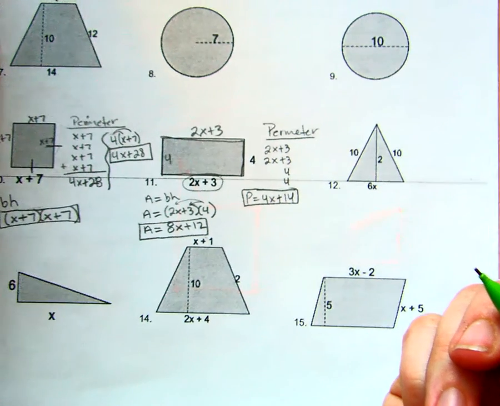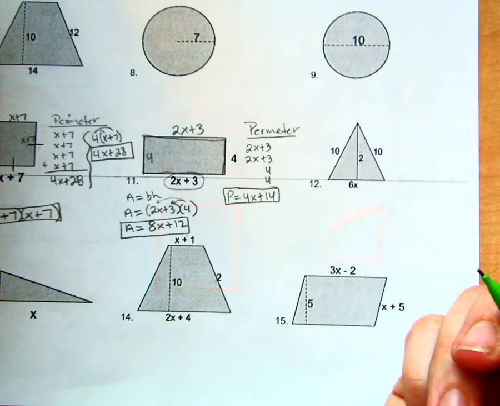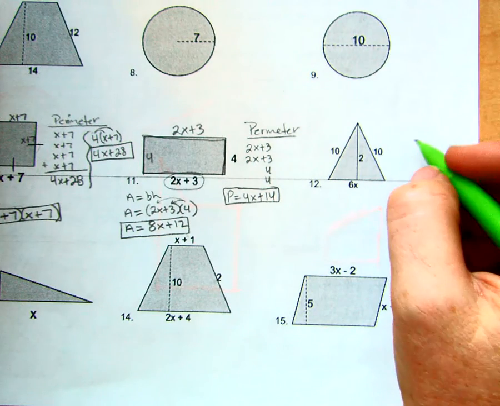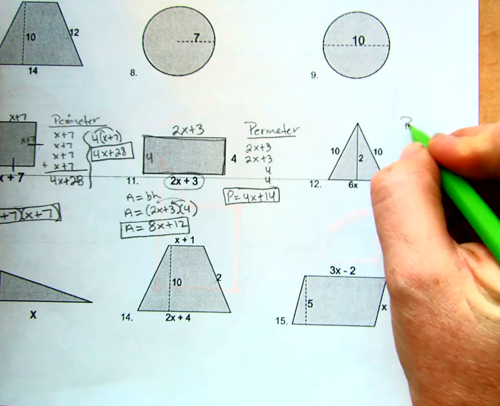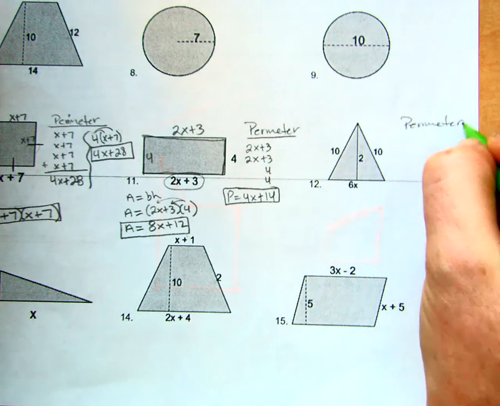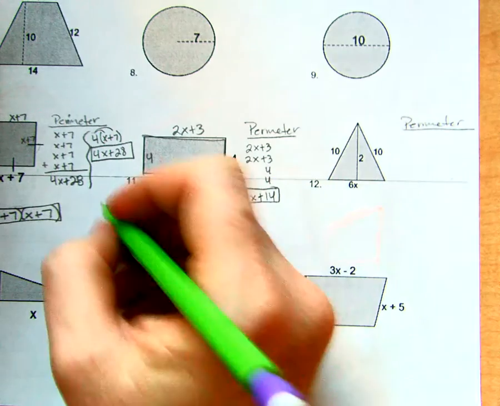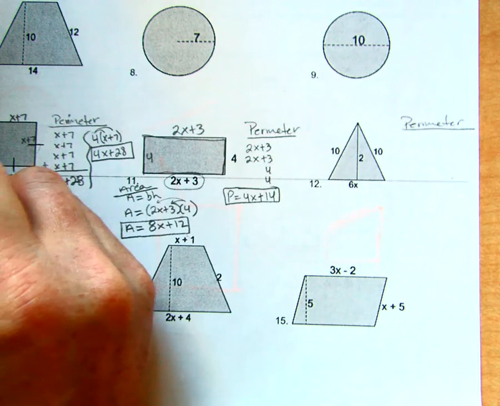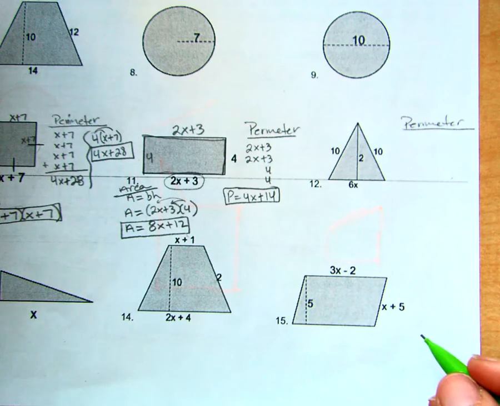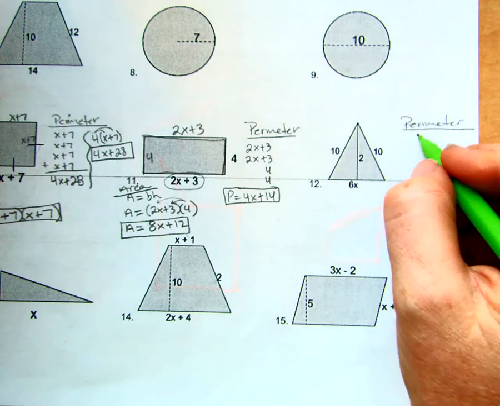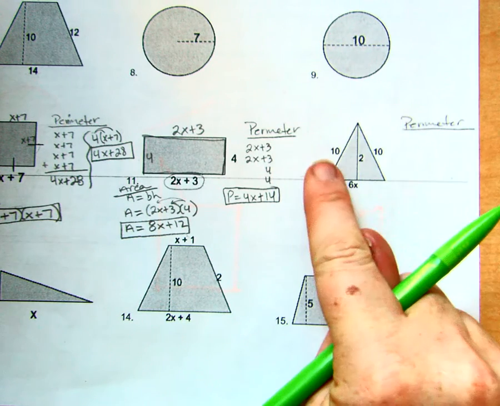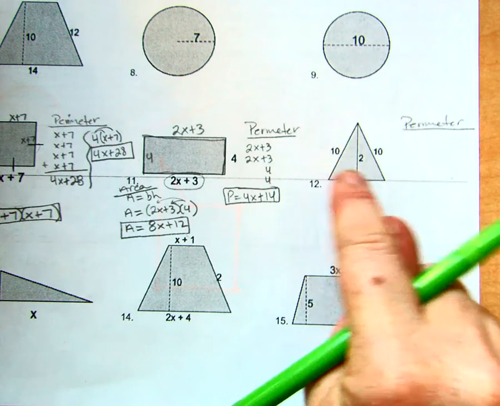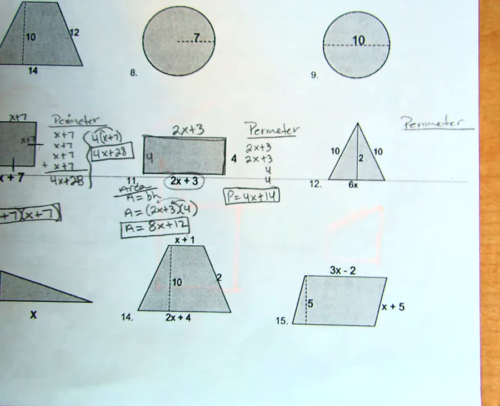All right, number 12. We have perimeter first. I'm not writing area above these, and maybe that would be a little more clear if I were doing that. So, again, I'm adding up all the sides. The height has nothing to do with the perimeter here. The perimeter is just the 3 sides. Triangles have 3 sides. Add 3 numbers, okay?